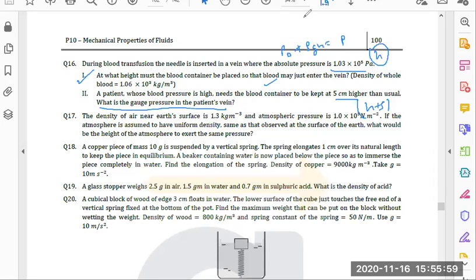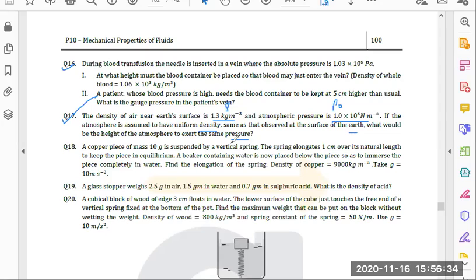Okay. Now 16 is done. 17. The density of air near Earth's surface is given. Just try to understand the problem, right? And atmospheric pressure is given. Atmospheric pressure P naught is given, and density of air at the Earth's surface is given. If the atmosphere is assumed to have uniform density, same as that observed on the surface of the Earth, what would be the height of the atmosphere to exert the same pressure, right?